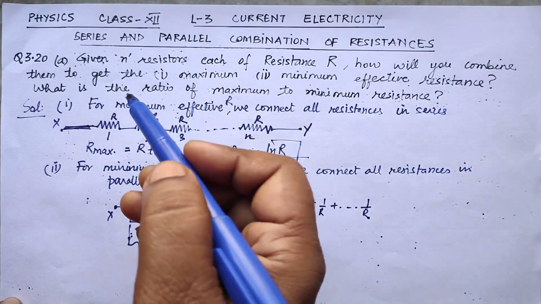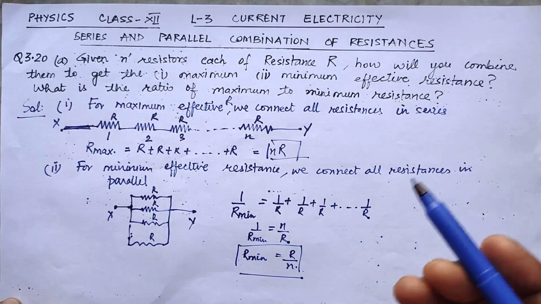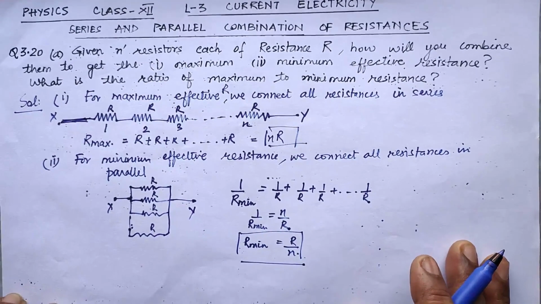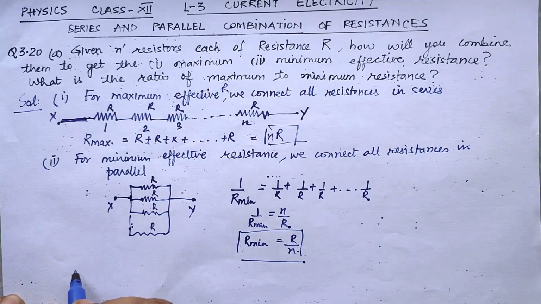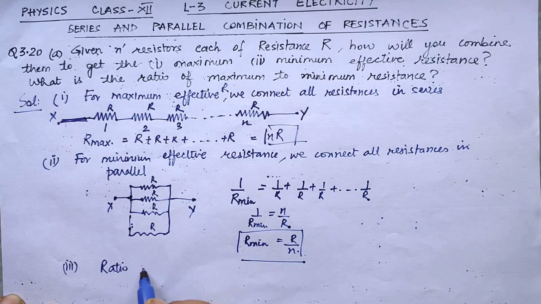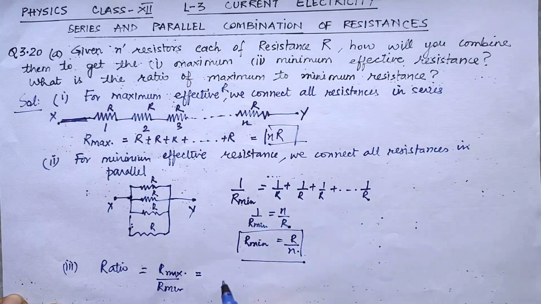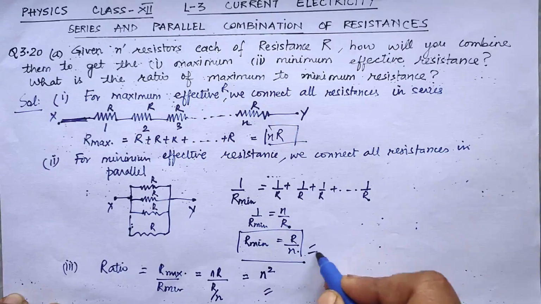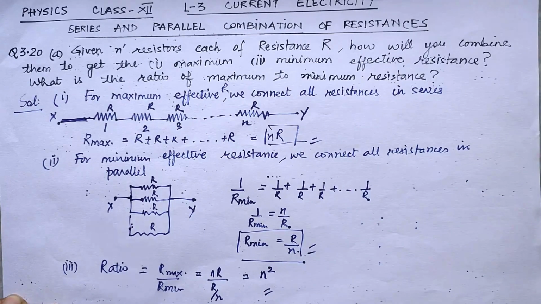Now the third part of the question, what is the ratio of maximum to minimum resistance? Third part, ratio is given as R maximum upon R minimum. The value of R maximum is nR and R minimum is R upon n. So R and R get cancelled, n goes in the numerator and we have the ratio to be n square. So this is the answer which we are getting.